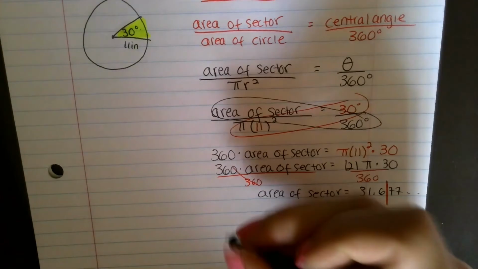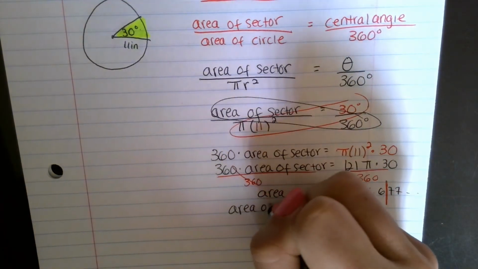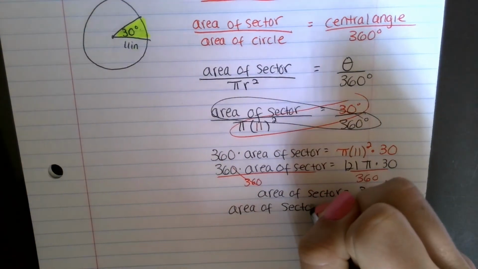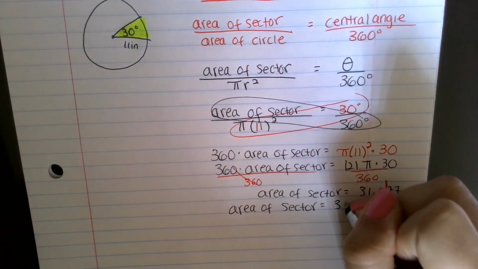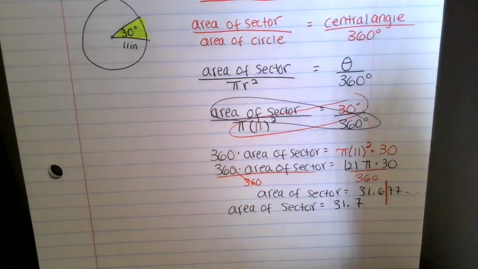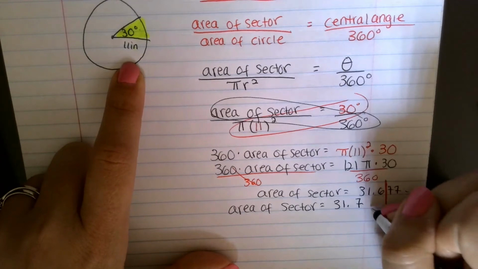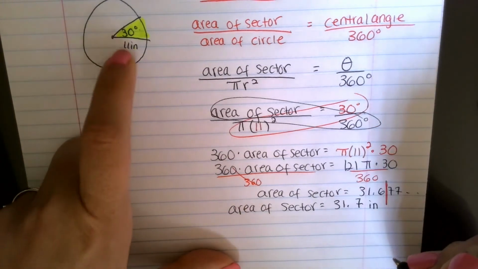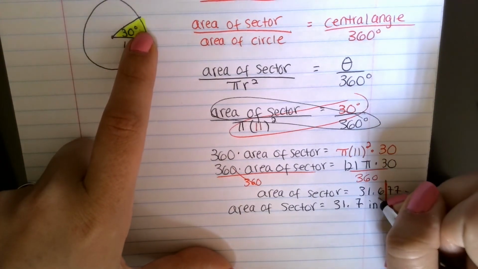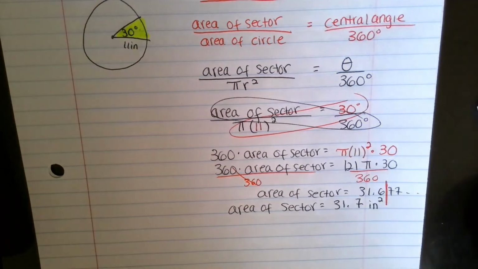So the area of the sector is going to give you 31.7. I check if I have units. I do. It's inches. And because we're dealing with area now, area 2D, we're squaring our units.